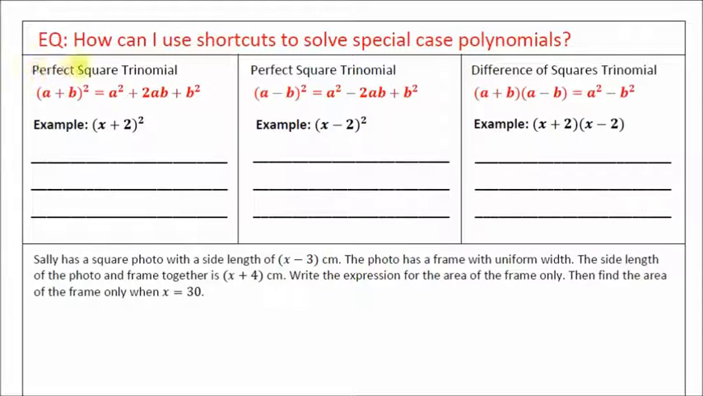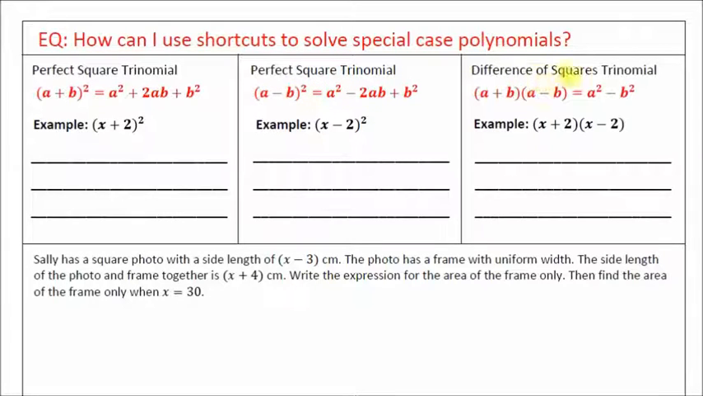Okay, the first example is when we have a perfect square trinomial. That means that we actually have two binomials that are identical, and it's just one term added to the second term. So in this case, a plus b times a plus b, which is the same as a plus b squared. The second one is similar, but it's a minus b times a minus b, or a minus b squared.